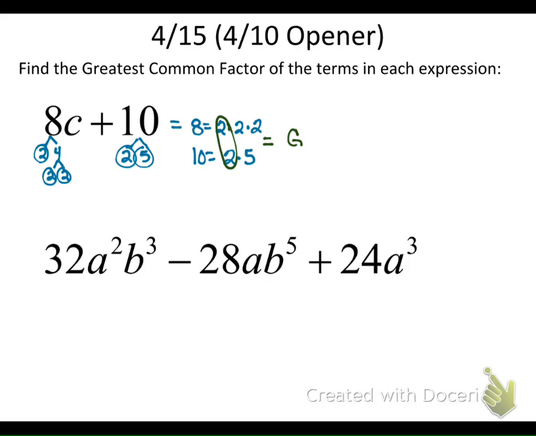Okay, so my greatest common factor is 2, but then we need to look at variables. One term has a C. Do they both have a C, though? No. So they don't have that in common. So the greatest common factor is just the 2. Isn't it 4C? I mean 2C? Nope, because they don't both have the C in common. They both have to have it in common.